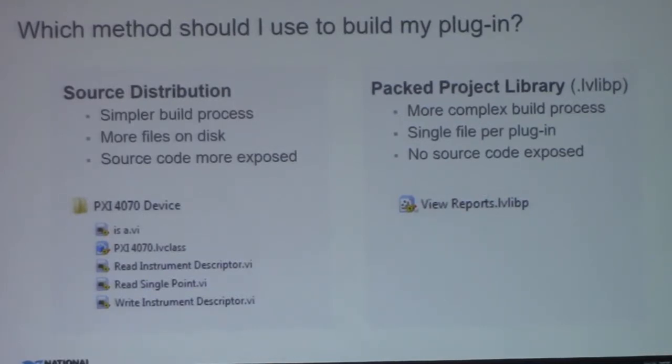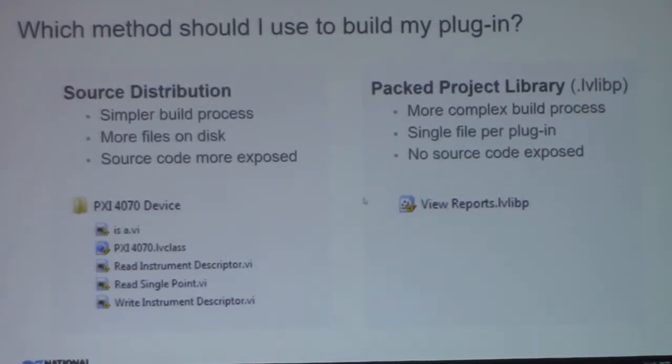Just real quick, some of the pros and cons between each one. A source distribution, especially if you have parent and child class relationships, is a simpler build process. There's less you need to get right. You can do that with a pack project library, but the process is a little bit more complex, and you have to make sure you follow certain rules. Another one that's obvious from the graphic is if you want fewer files, then pack project libraries are better for that. With a source distribution, some of the source code is a little bit more exposed, because I can read this and see, oh yeah, there's read single point, there's read instrument descriptor. Whereas over here, you don't see any of that. It's just one file. It's just one piece.